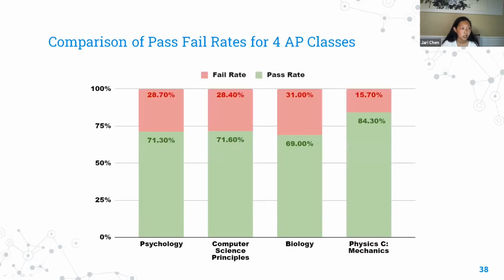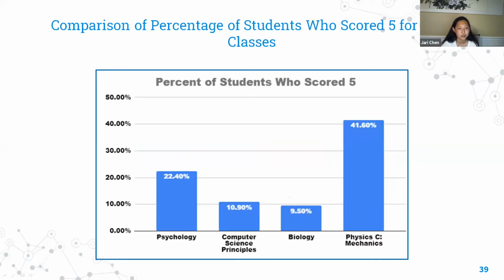Finally, here's a comparison of the pass-fail rates for these 4 AP classes in a bar graph. I mentioned all of these percentages before, and this is for the 2020 exams. The pass rate is pretty high though. That's good. And then here are the percentages of students who scored a 5. As I talked about previously, physics has a very high percentage because of how high it's scaled.